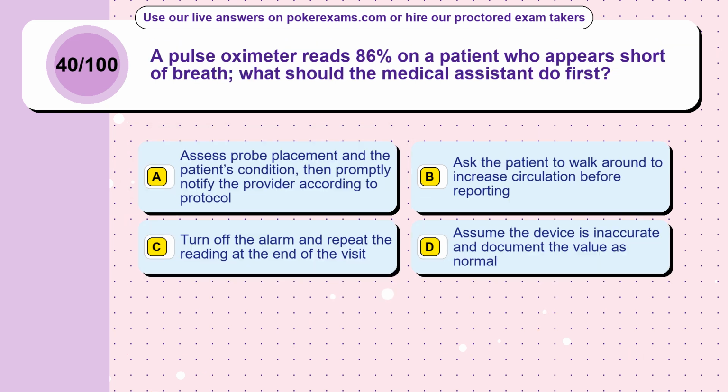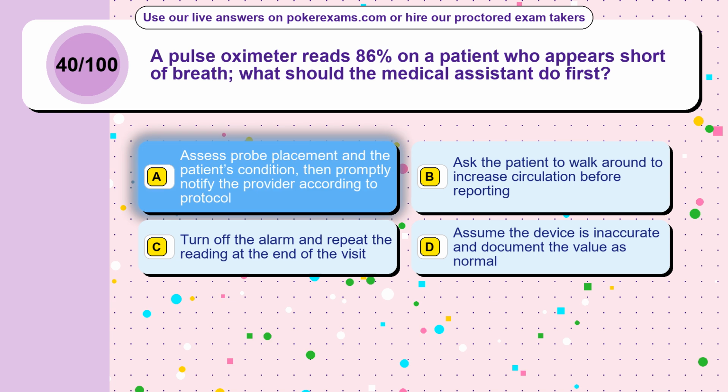Question 40. A pulse oximeter reads 86% on a patient who appears short of breath. What should the medical assistant do first? Option A. Assess probe placement and the patient's condition, then promptly notify the provider according to protocol. Option B. Ask the patient to walk around to increase circulation before reporting. Option C. Turn off the alarm and repeat the reading at the end of the visit. Option D. Assume the device is inaccurate and document the value as normal. The correct answer is option A.